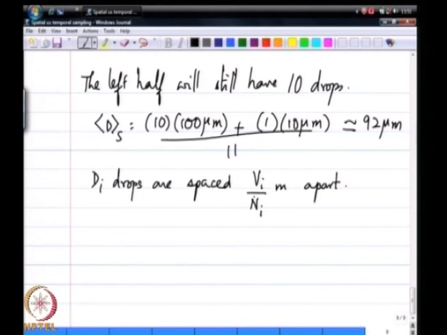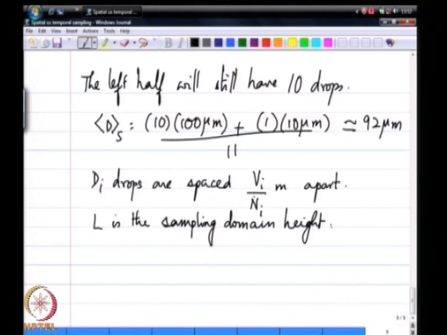Okay. So, let us say in this case I take a situation where V i divided by N i dot is, and let us say L is the sampling domain height. I will take a situation where L is much greater than any of V i divided by N i dot.